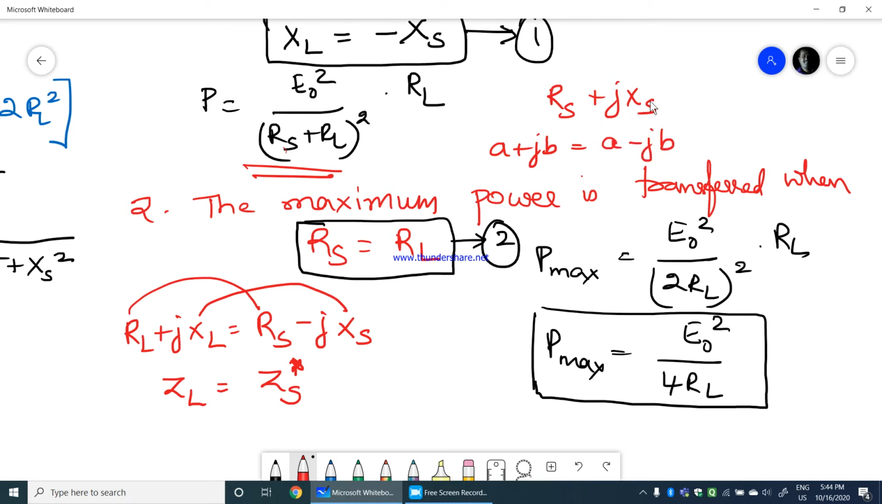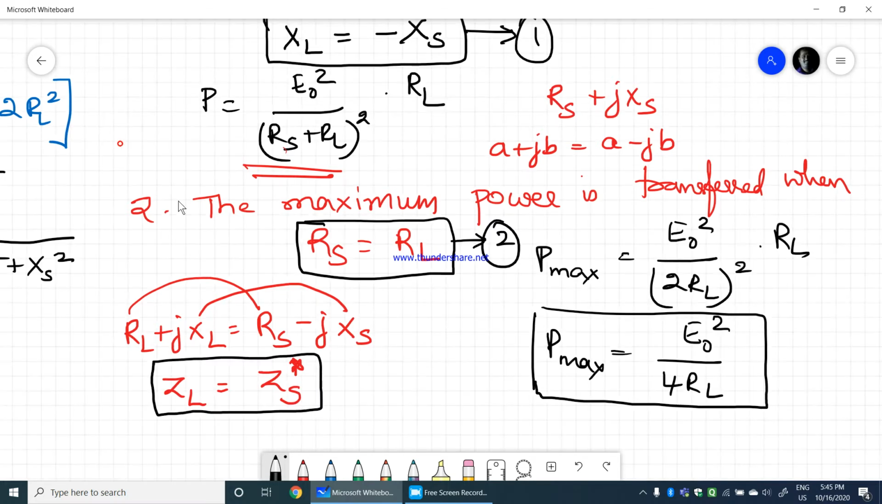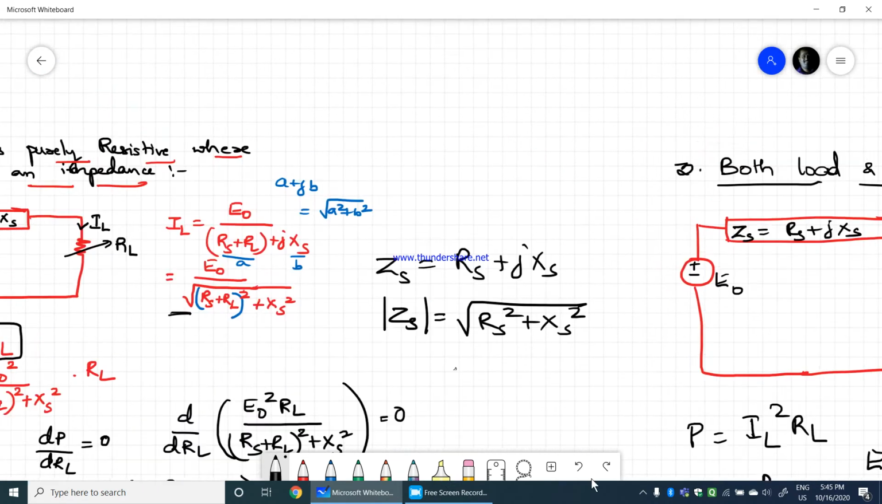So here RS plus j XS is the complex source impedance. Therefore RS minus j XS is nothing but the complex conjugate of the source impedance. So this is the third condition that we have arrived at. This is the third derivation, where when both source and load have impedance, the condition for maximum power to be transferred is that the load impedance equals the complex conjugate of the source impedance.